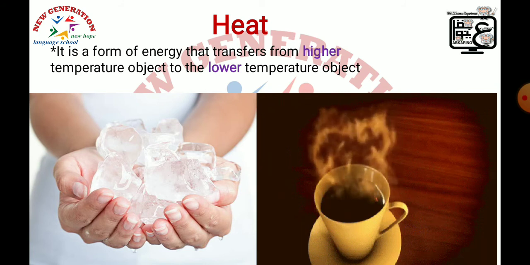Okay, so my friends, again, heat, it's a form of energy that transfers from the higher temperature object to the lower temperature object. For example, when you hold a piece of ice in your hand, you feel cold. Give reason? Because the heat transfers from the higher temperature object, your hand, to the lower temperature object. And number two, when you hold a hot cup of tea in your hand, you feel hot. Give reason? Because the heat transfers from the higher temperature object, the cup of tea, to the lower temperature object, your hand.